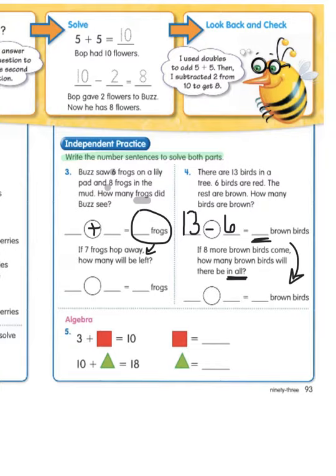Number 5 is a little tricky. So 3 plus square equals 10. We want to know what that square should equal. I'm going to catch 3 because this is a missing part problem and count up to 10. So 3, 4, 5, 6, 7, 8, 9, 10. How many fingers do I have up? That's right, 7. I want you to do the same for the triangle. Tell me what the triangle equals. Catch 10 and count up to 18.